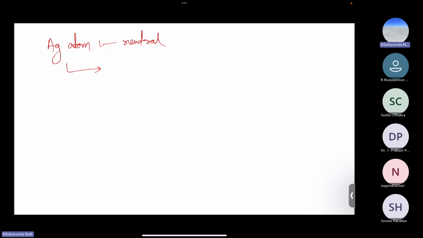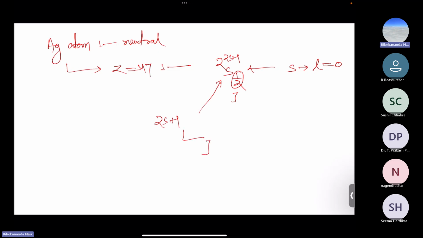It is 47. The atomic number for silver is 47. So if you arrange these 47 electrons, the last electron will be in the 2S half orbit. For 2S half, we know for s, L is 0. And since this is half, this is J, and the spectroscopic notation is 2S plus 1 L J.